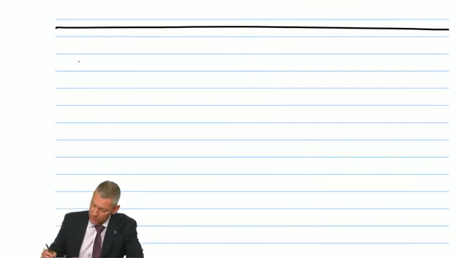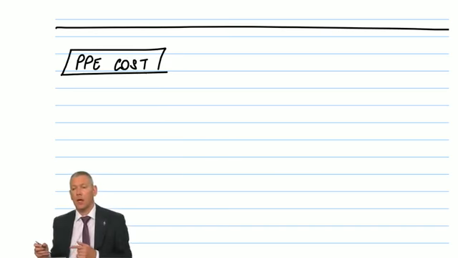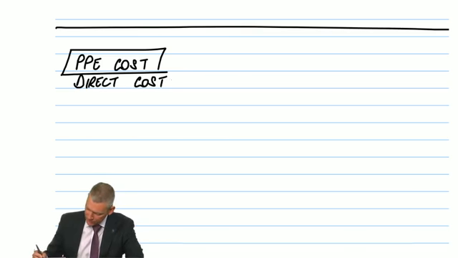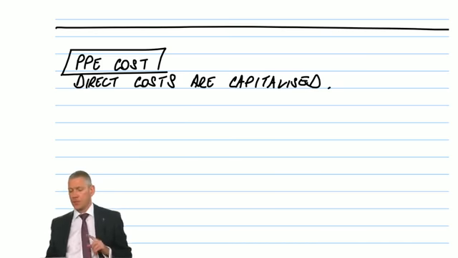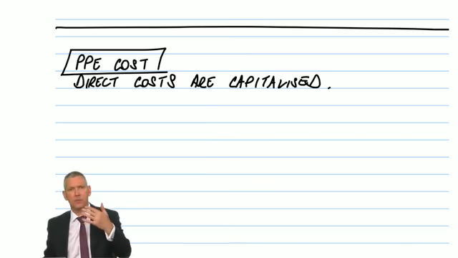So PPE cost we're talking about particularly. PPE cost is direct costs, is the usual phrase for this, using financial management. So direct costs are capitalized, if I can turn that into a full sentence. So it's all costs that are directly related to getting the asset up and running, including the finance costs.